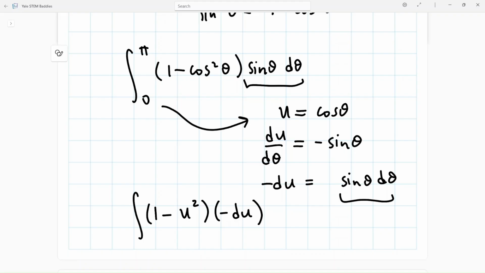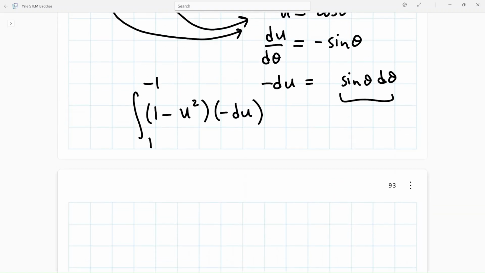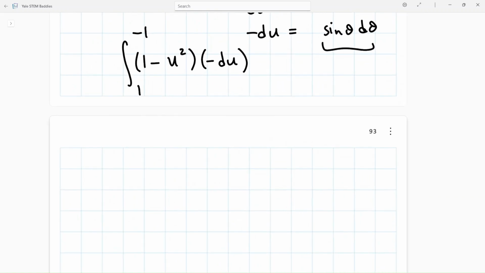And then let's also go ahead and plug in our limits into this equation. I know that cosine of 0 is, what is cosine of 0? Well, think about the unit circle. That's just 1. And then what is cosine of pi? Well, that is just going to be negative 1. So that's how we convert our limits of integration to u variables.